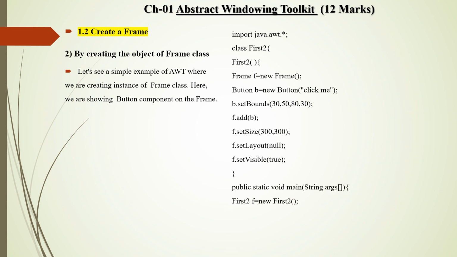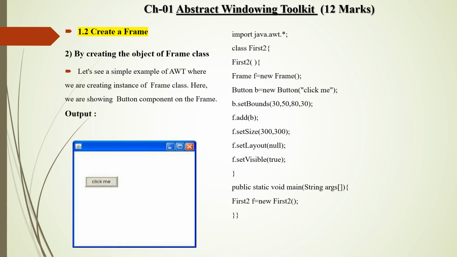At last we use the main method, public static void main, and inside the main method we create the object of our class, that is First2. The output of the program is similar to the first way, but the implementation is quite different. So we create one untitled frame and one button is displayed.